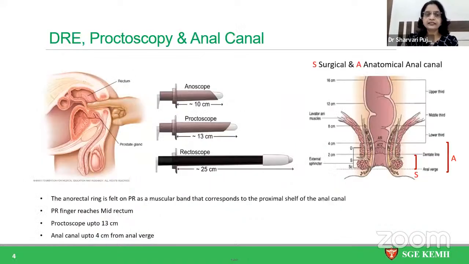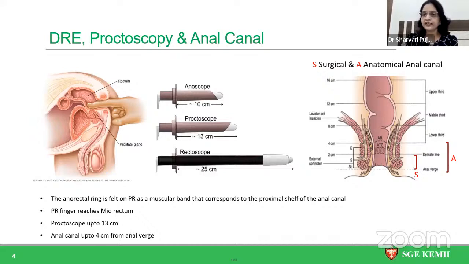So on digital rectal examination, if we consider our length of finger is about 7.5 to 8 centimeter, then it reaches up to the middle third of the rectum. Whereas the standard proctoscope, which has a length of 13 centimeter, will show the upper part of the rectum also. It is also important to know the relevant anatomy of the anal canal, as it lies in very close approximation, and it is very important when the cancer is involved in the lower third of the rectum.